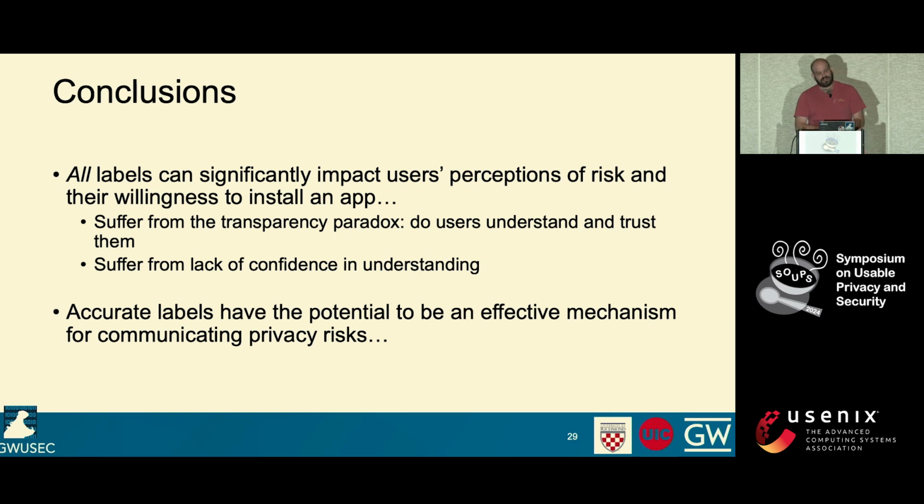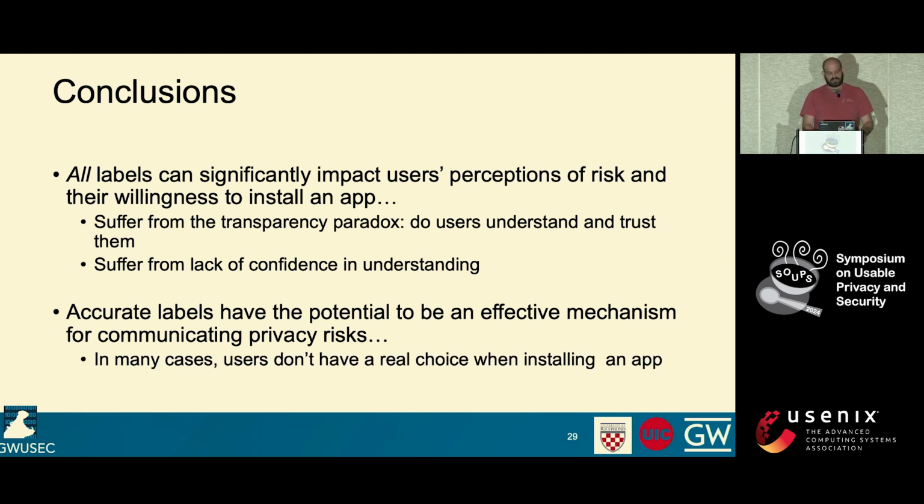I'm not the only one working on this, but it's not clear that even if you did see these labels, you would be able to make good decisions based on them. And in many cases, people don't have a real choice. If you wanted to park your car in a given garage, it's not like you can use the other company's app to pay for it, right? You're kind of stuck. So what choices are we really giving users as well?